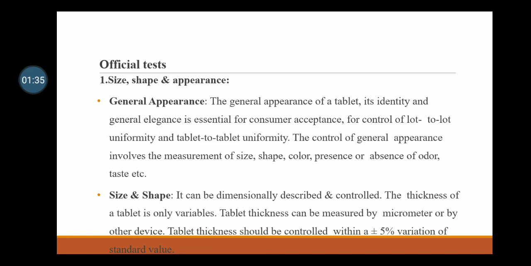Then size and shape. It can be dimensionally described and controlled. The thickness of a tablet is the only variable. Tablet thickness can be measured by micrometer or by other device. Tablet thickness should be controlled within a plus or minus 5% variation.